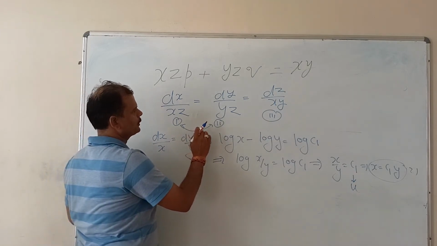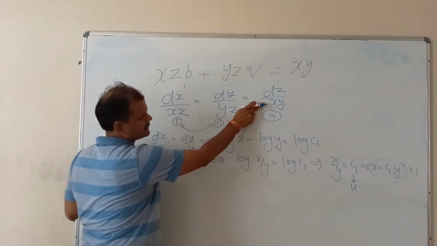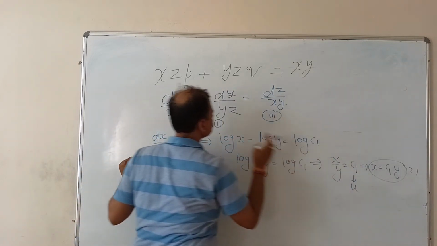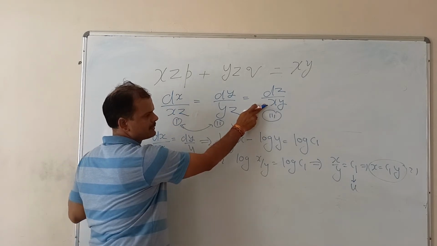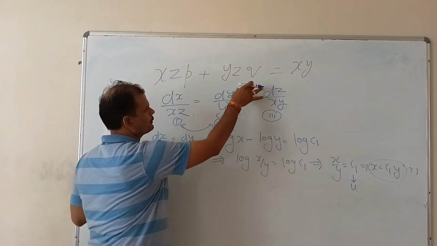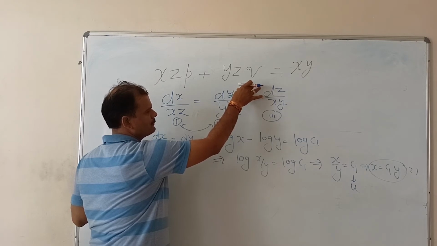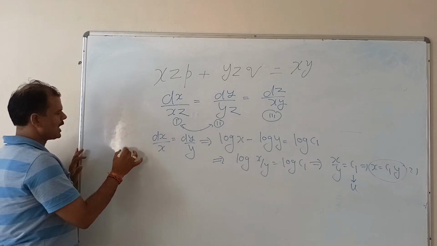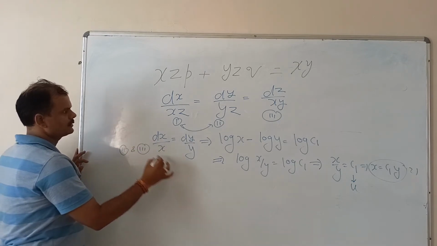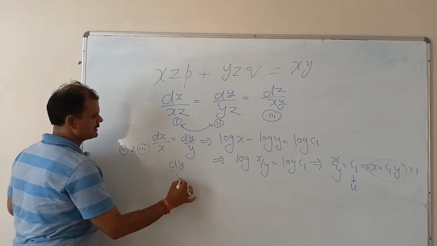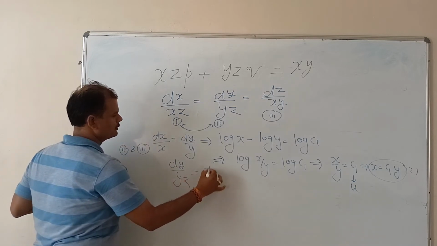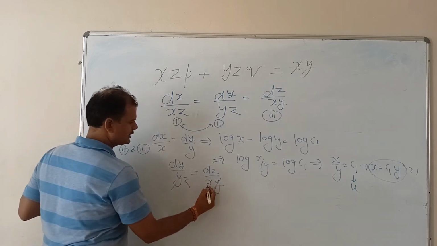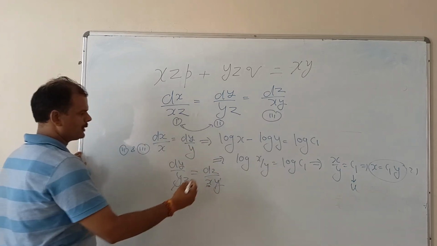So what we can do, this x can be written in terms of y, that is c1y. So x can be replaced by c1y. So this 2 and 3 will be completely a function of y and z. Let us see, I am taking 2 and 3. So dy by yz equal to dz by xy. So here y is cancelled, and in the place of x we can have c1y.